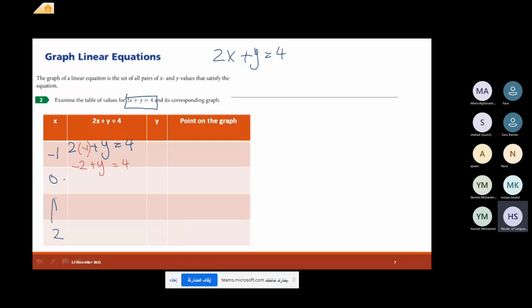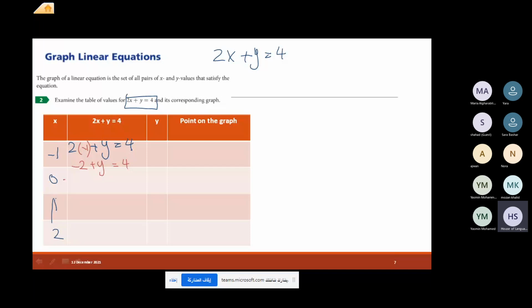Equals 4. So the first step, I will put any numbers from my mind as the value of x, but y is not from my mind. The value of y depends on the value of x. So I choose -1. I substitute it instead of x. So it comes like 2 times -1, -2, plus y equals what? Equals 4. Now let's solve it here, as we know before.